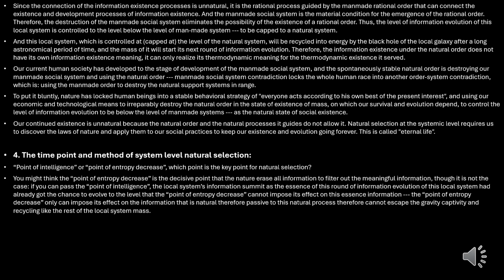Since the connection of the information existence processes is unnatural, it is the rational process guided by the man-made rational order that can connect the existence and development processes of information existence. And the man-made social system is the material condition for the emergence of the rational order. Therefore, the destruction of the man-made social system eliminates the possibility of the existence of a rational order. Thus, the level of information evolution of this local system is controlled to the level below the level of man-made system, to be capped at a natural system.